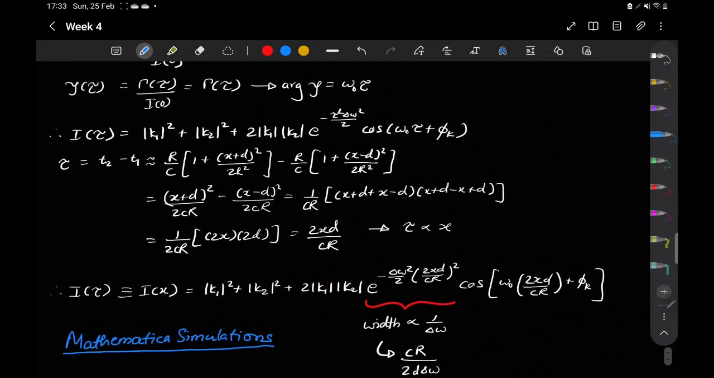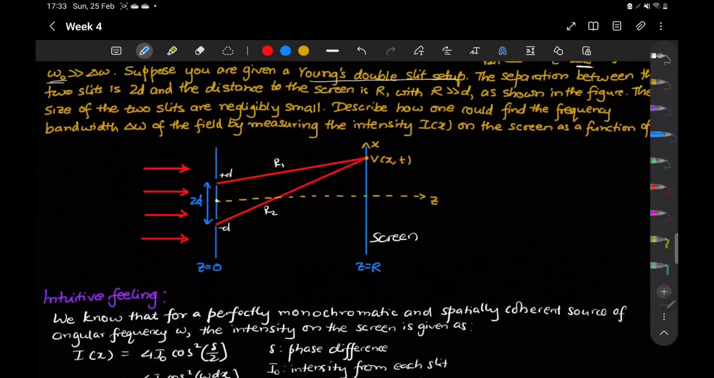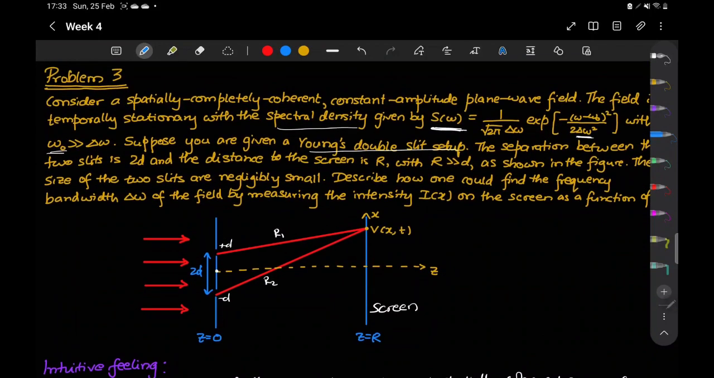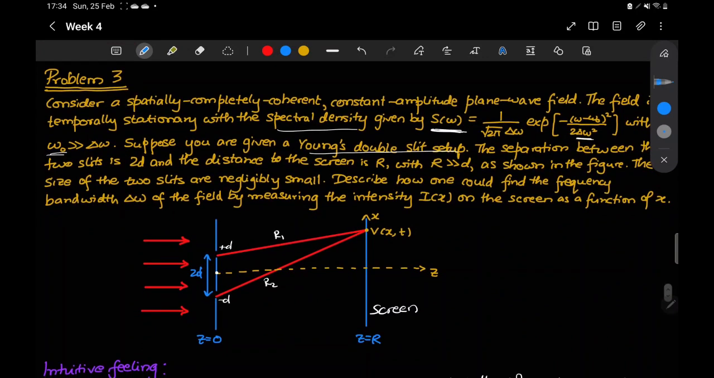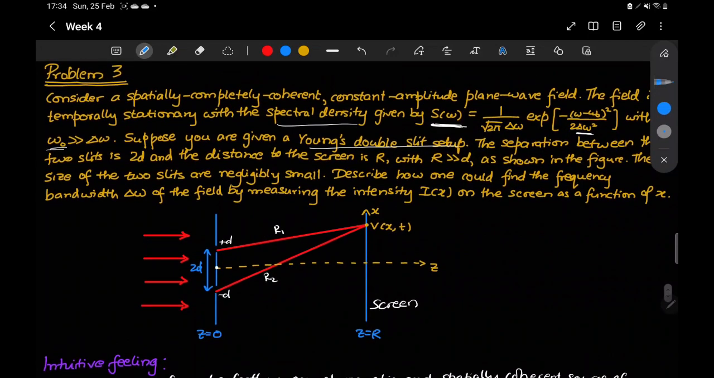Okay, so this was all about this question, wherein we were given a source which was spatially completely coherent and temporally stationary and had this particular spectral density function. When this passed through the Young's double slit setup, we observed the intensity pattern on the screen, and from that we can find out the frequency bandwidth. So that was all about this question from the previous week, that is week 4. Now that it is complete, we can move to the current week, that is week 5's assignment problems. So let me open the notes for week 5.